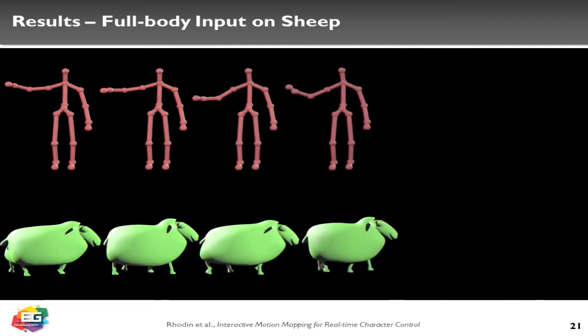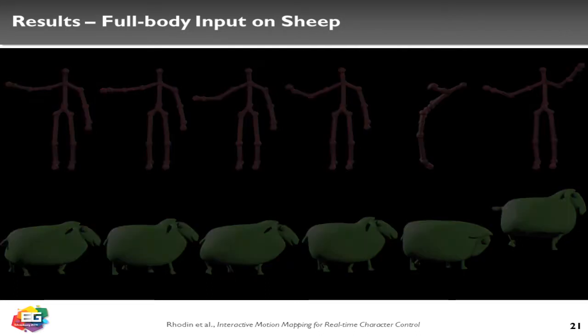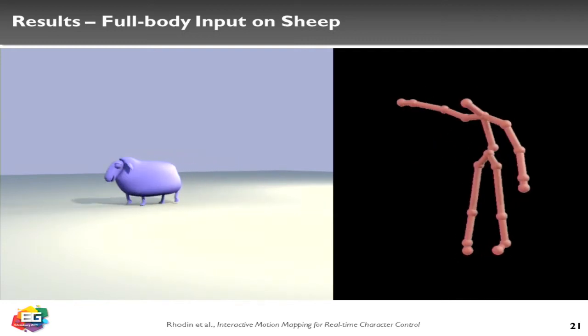So here are some results. For example, here is a mapping for the ship. The jumping is encoded by jumping.